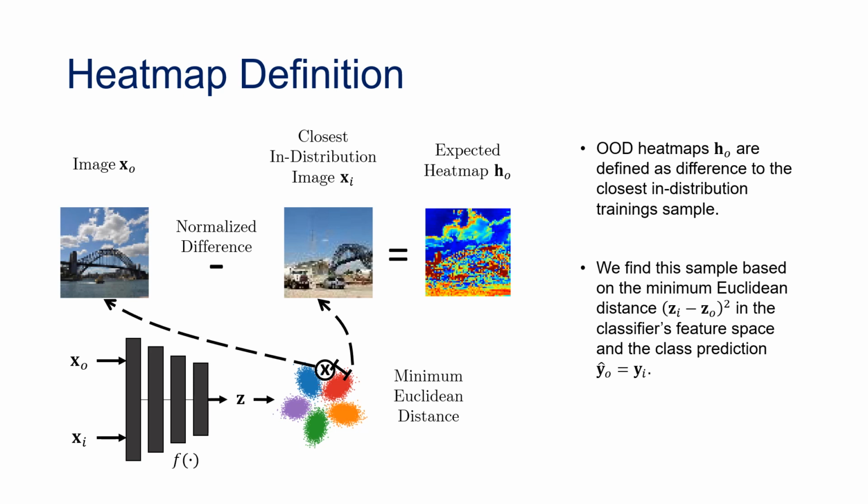In the feature space of the classifier, we look for the closest in-distribution training image with the same class label as the class prediction for the out-of-distribution image. And then we take the minimum Euclidean distance. When we found the closest in-distribution training image, we take the normalized difference in the image space. And this is our expected out-of-distribution heat map, which we later use for training a decoder.